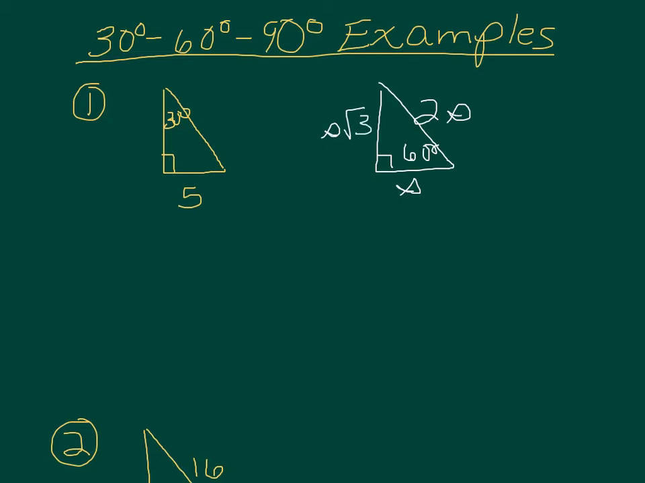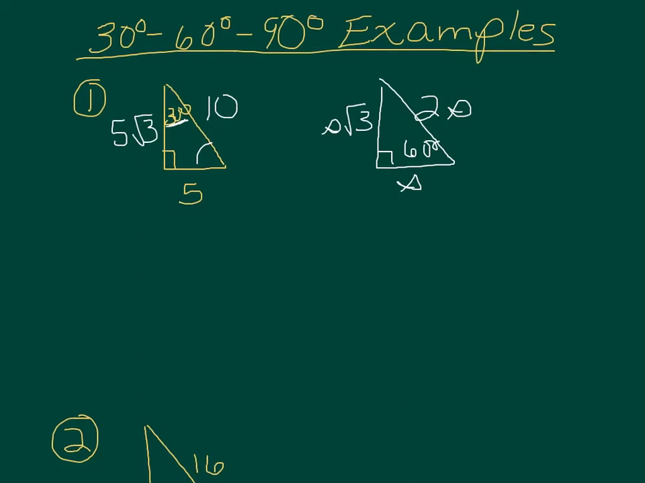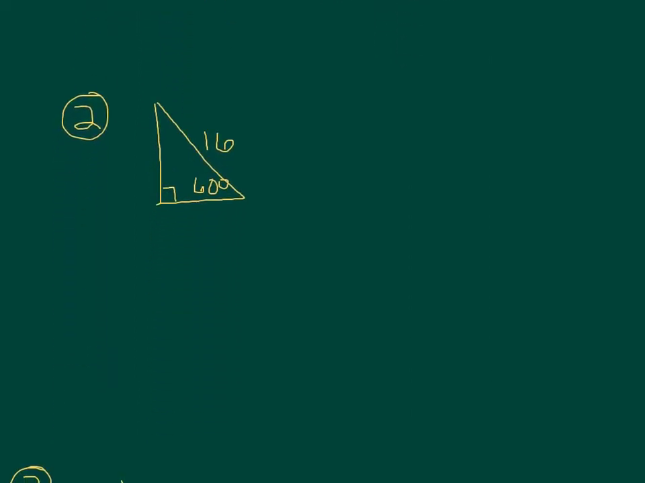So when I give you an example, and I only label the short leg here, I notice that we have a 30 degree angle there, which means that this angle here is 60 degrees. And so then I can say, well, the hypotenuse is twice the short leg, it's 10, and the long leg is 5 square root of 3, and we are done. Super simple.